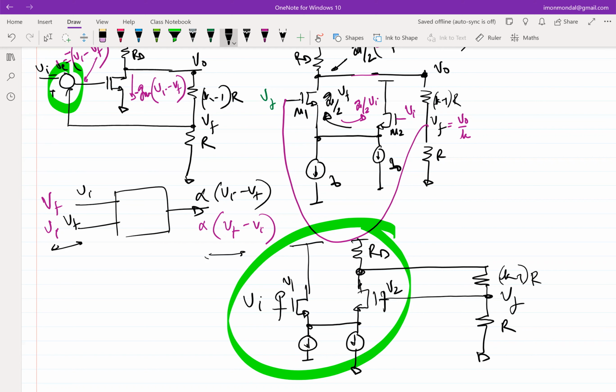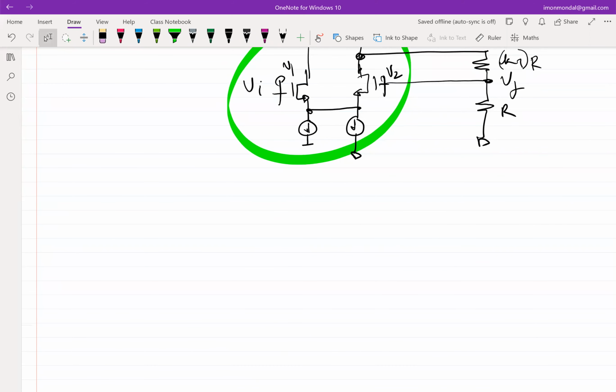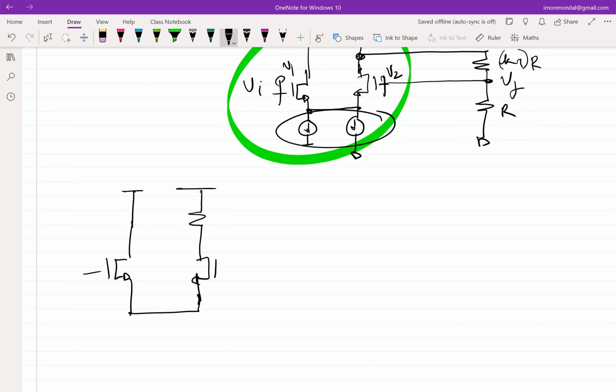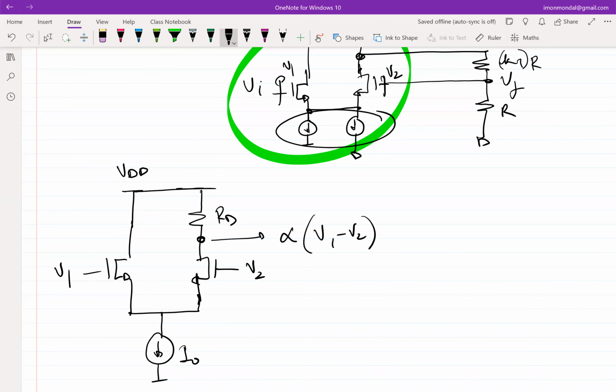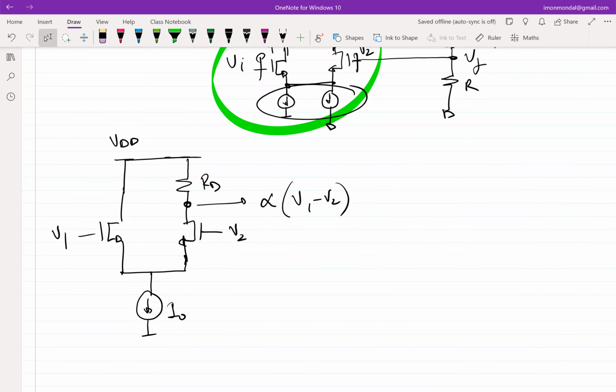Is the question clear? Let me sketch it differently, maybe I'm confusing you with too many details. These two current sources I can club together and make a new current source. We call this V1, let me call this V2. So what is this voltage proportional to? V1 minus V2. Now we are questioning the proportionality constant. Are you comfortable with the fact that this voltage is proportional to V1 minus V2, or do you want me to repeat why? Yes or no? Am I audible?